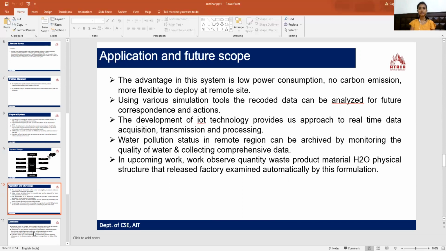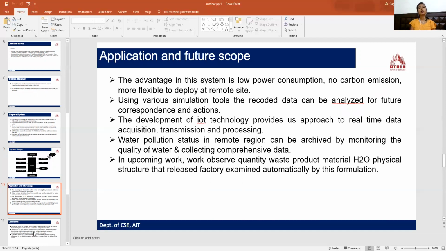The advantage of this system is low power consumption. As we have seen, very little power is consumed, there will be no carbon emission, and it is more flexible to deploy at a remote site. Using various simulation tools, the recorded data can be analyzed for future correspondence and action.